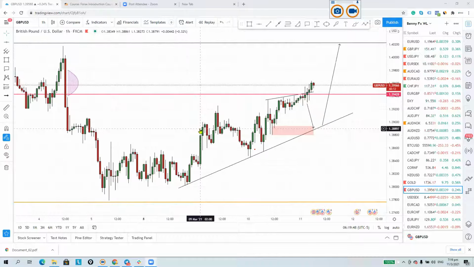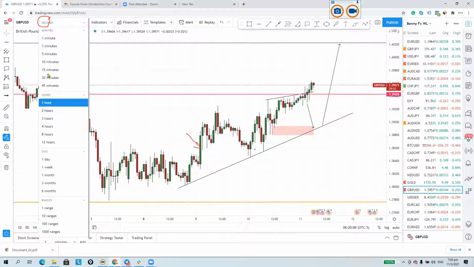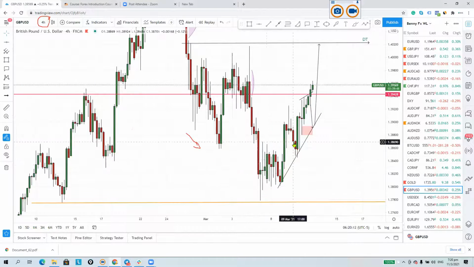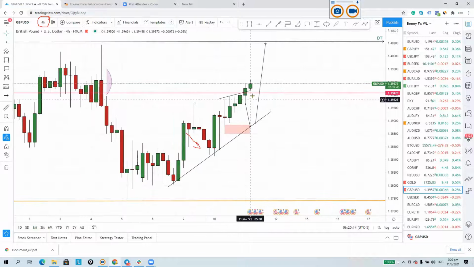Okay, now look at this. Can you see my chart? Yeah, I can. Okay, this is 1 hour. So 1 hour means that every candlestick, this is a candlestick chart, represents 1 hour. Now I want to go to a higher time frame. So you can see a different time frame, right? Let's say I go to 4 hours. Now every candlestick represents 4 hours.